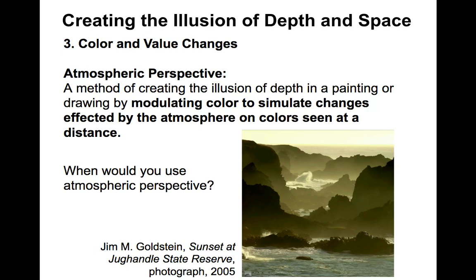This is another example of creating color and value changes. It's a new term, atmospheric perspective, which is a method of creating the illusion of depth in a painting or drawing by modulating color to simulate changes affected by the atmosphere on color seen at a distance.